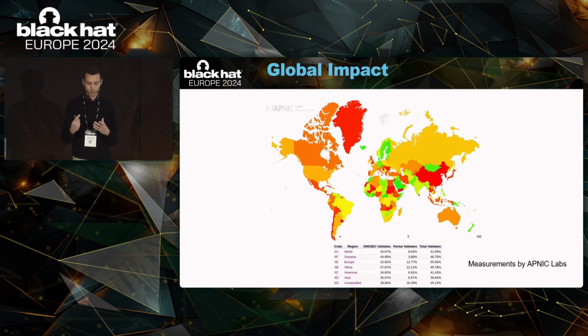Okay, and also one interesting thing to note here is that the more protected a country is, so the greener it is on this map, for example, we're from Germany, and Germany has quite a big deployment of DNSSEC, the more vulnerable it is to these attacks, right? Because you need DNSSEC to carry out the attacks, and so the more protected a country is, the more vulnerable it is in this case.